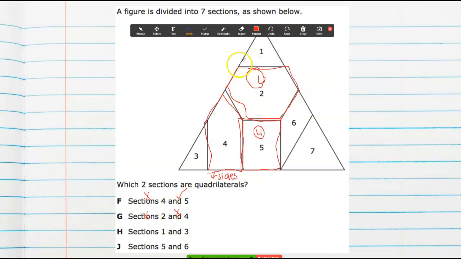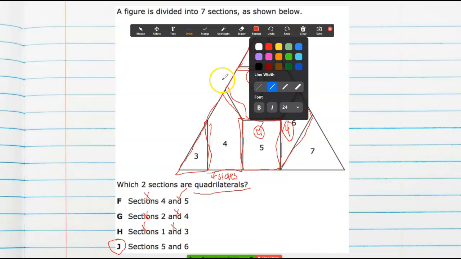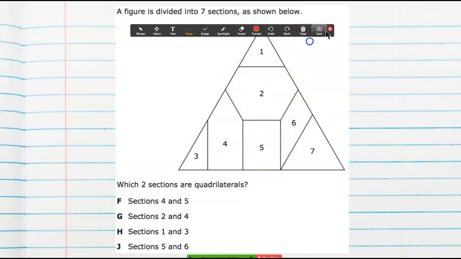Section 1, 1, 2, 3. That's a 3-sided shape. Section 3, 1, 2, 3 is a 3-sided shape. Remember, I'm looking for quadrilaterals. Section 5 we already know is, we labeled it right here. Section 6, 1, 2, 3, 4. That is also a 4-sided shape. So which 2 shapes are my quadrilaterals? Yep, J. Okay, just make sure you look at the outline on those shapes.